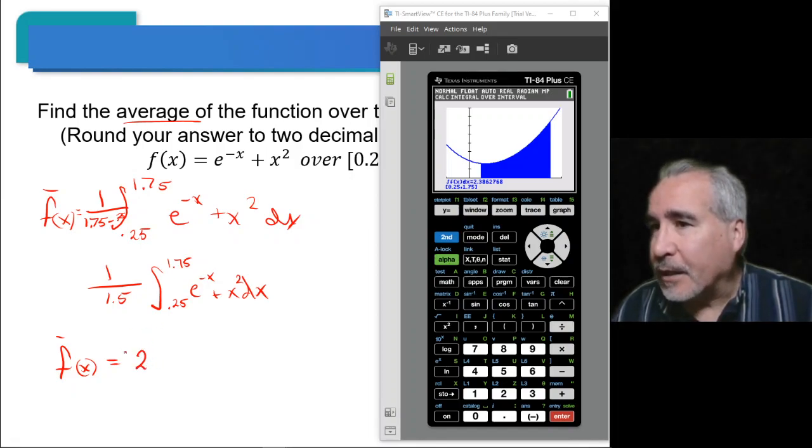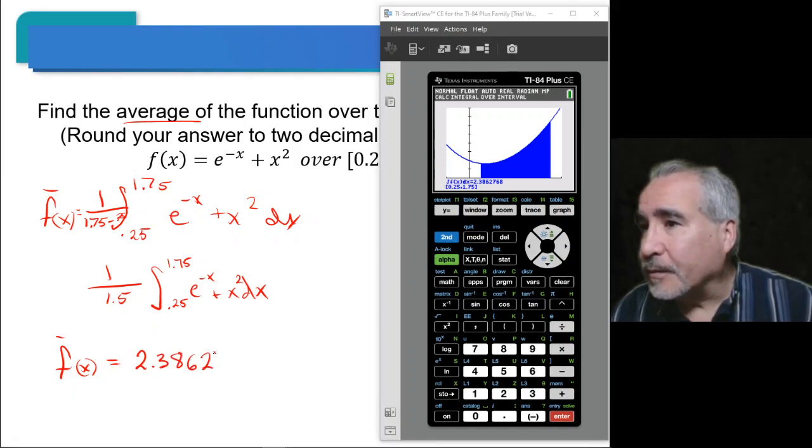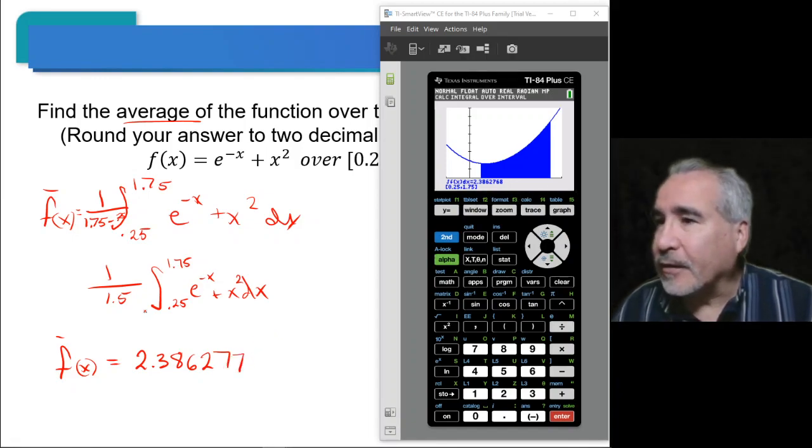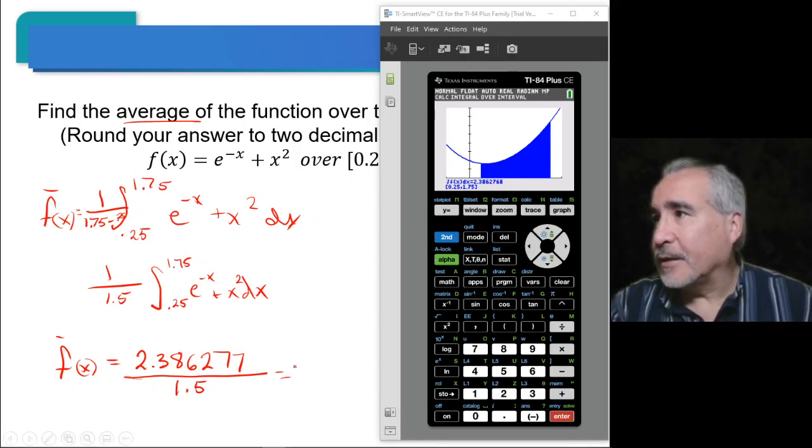Actually, I haven't divided it by 1.5 yet. Well, I'm going to do it this way, 2.38627. I'll round this last 6. Towards the end, I'll round that up. That should be good enough. And I'm going to divide it by 1.5. That will give us our average value.